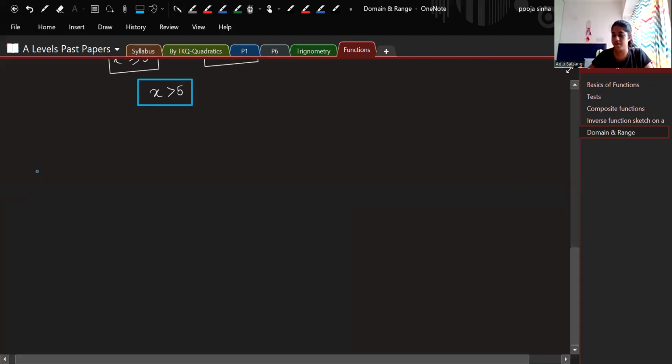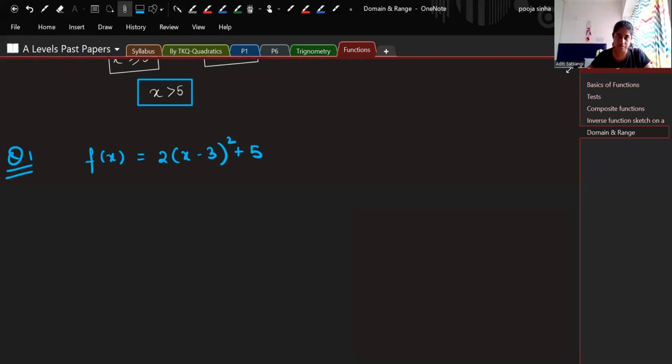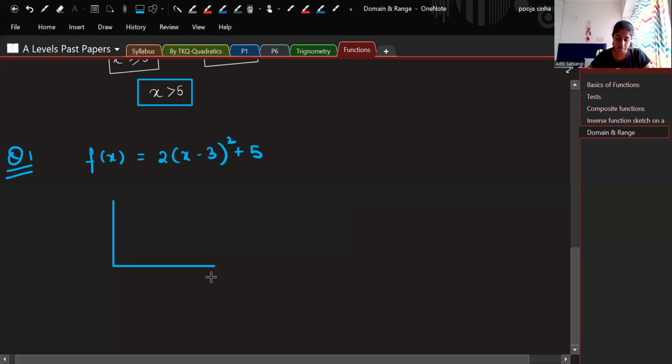All right. Range, what is it? It is the y value. Values of y. So your question 1 is f(x) is equal to 2x minus 3 whole square plus 5. Okay, that's your question. If I want to plot this graph with the information which is already available to me here, how will I plot this?